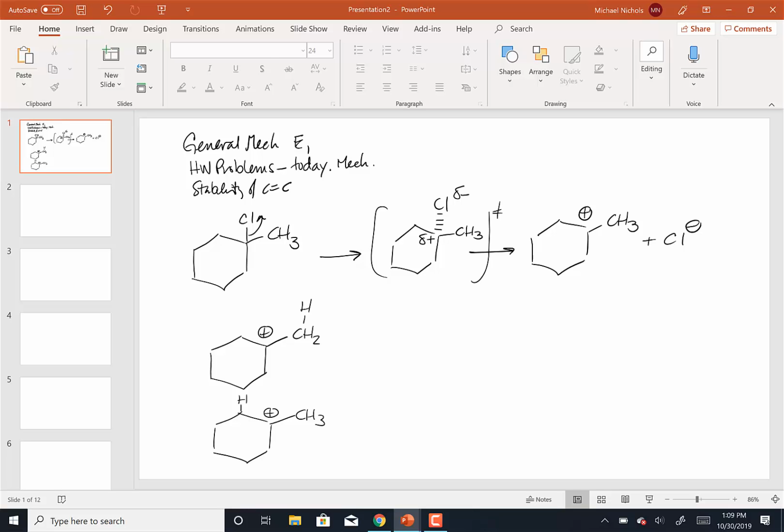Somebody asked a question: if you could write the first step once and then just do the second step with each beta hydrogen individually, and yes, you can do that.